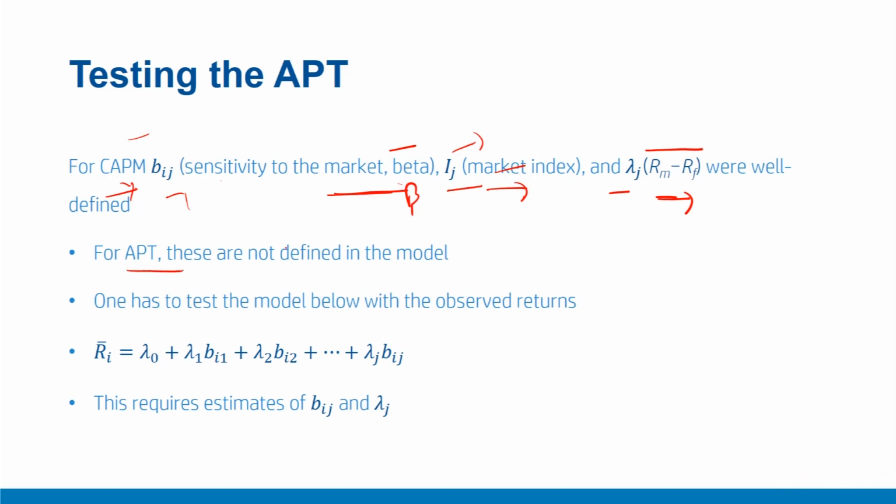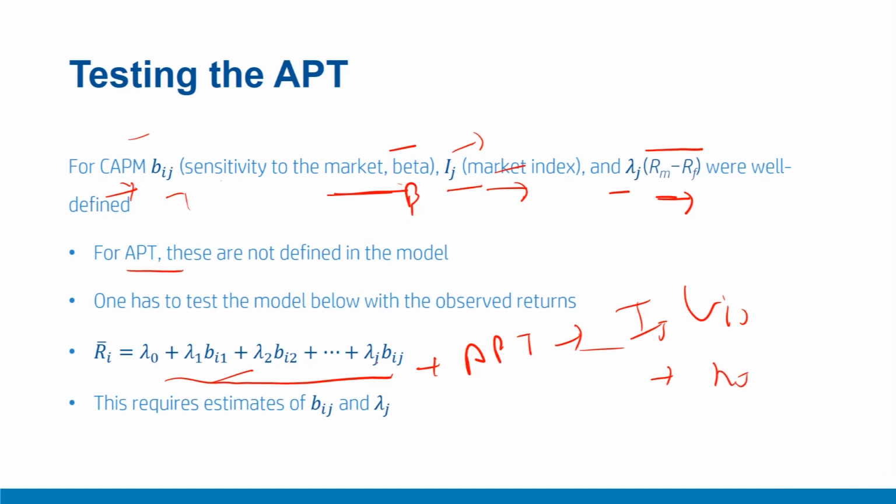However, for APT, these are not well defined in the model, and one has to test the model below to establish APT. In order to test this model, you need these Ijs and Bijs. Once you have Ijs and Bijs, only then can you obtain lambda js. So testing of this APT model requires estimates of Bij and lambda j, which essentially also requires inputs of Ijs.